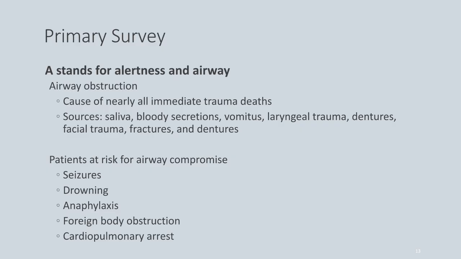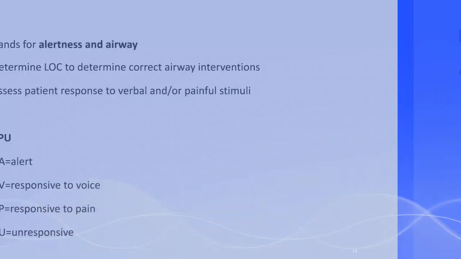Nearly all causes of immediate traumatic deaths are from airway obstruction, and airway obstruction sources can be saliva, bloody secretions, vomit, laryngeal trauma, even dentures falling back into the mouth, facial traumas, and fractures. Patients at risk for airway compromise are from seizures, drowning, anaphylaxis, foreign body obstructions, and cardiopulmonary arrest.